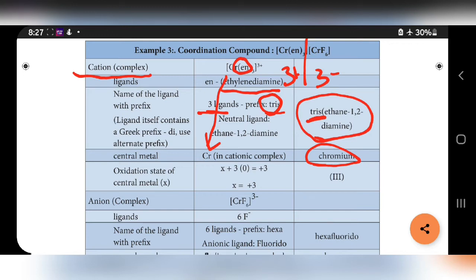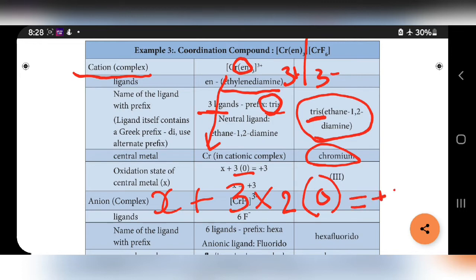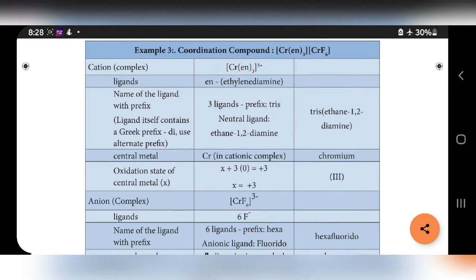Oxidation state of the central metal ion, we already know. Let me assume the charge of the central metal ion is x, plus totally how many ligands are there? 3 ligands. It is a bidentate ligand. Bidentate ligand means each ligand donates 2 electron pairs. That is not given here, but actually 2 will come. So x plus 3 into 0 is equal to the charge of the square bracket, that is plus 3. If you simplify, you will get x is equal to plus 3. That is what is given here, x is equal to plus 3, so the oxidation number is plus 3.